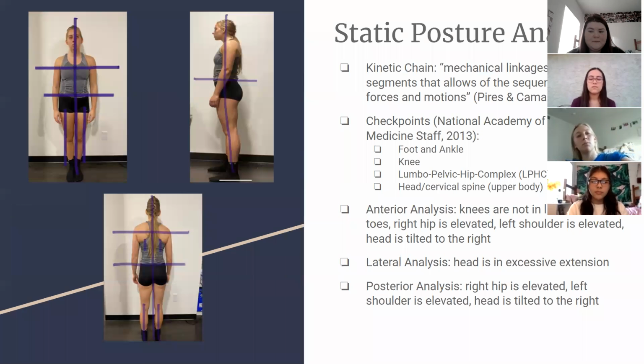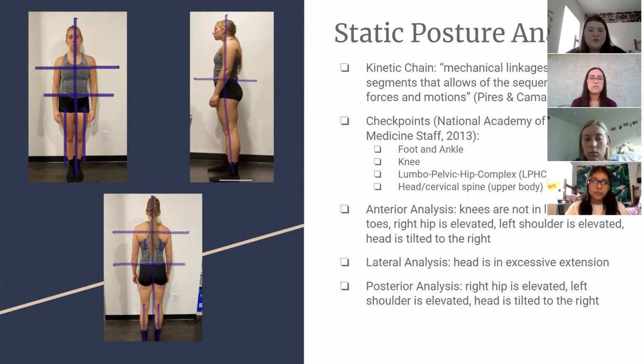And now we're going to move on to static posture analysis. Yes, so in the static posture, you are just standing still and you're in the anatomical position, so you're not taking any movements. And to start off, the kinetic chain is used for seeing the malalignments in a static posture, and it's defined as the mechanical linkages between the body segments that allows for sequential forces and motions.